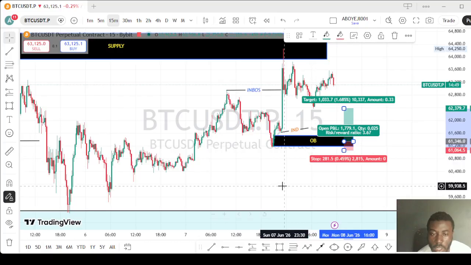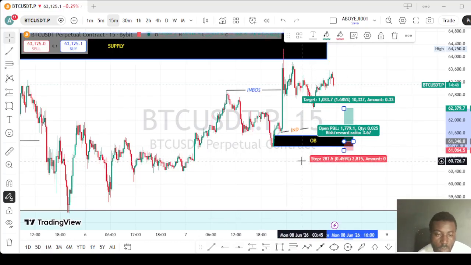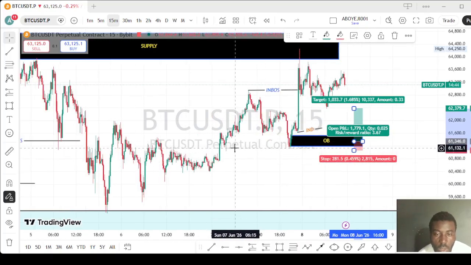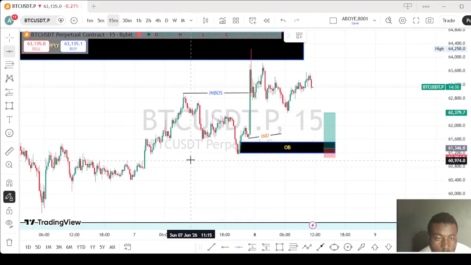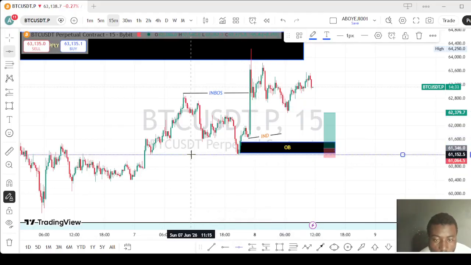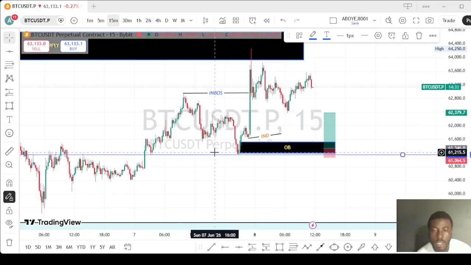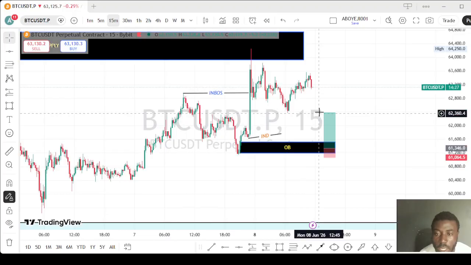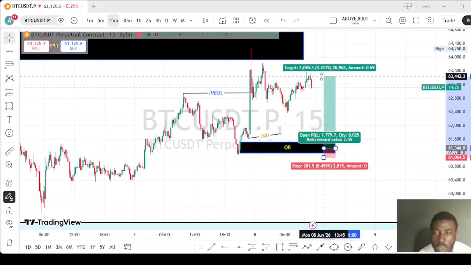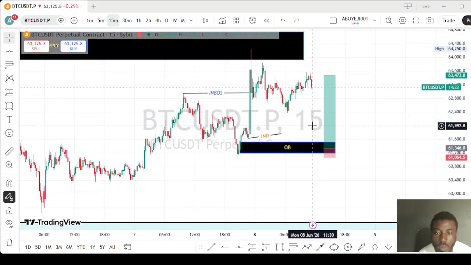Let's see if the market is going to expect this other block. But I'm still seeing liquidity here. No, the market accepted it, people. I'm sorry, you guys be patient. You can see I'm still seeing liquidity here. Maybe there's an FVG over here. So let's see if the market can push up from here.